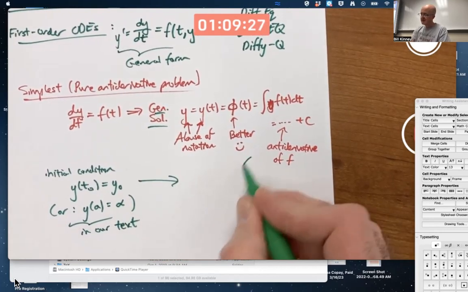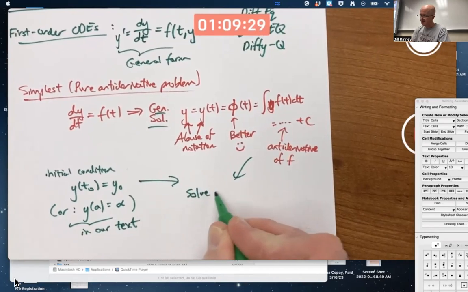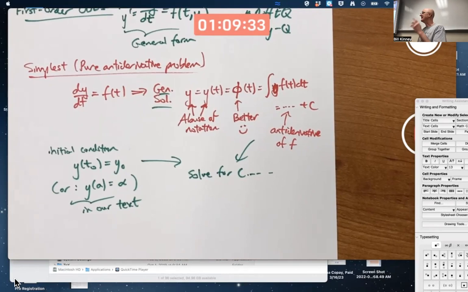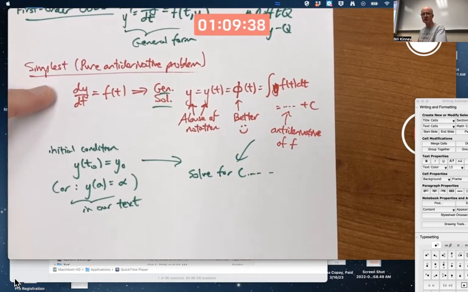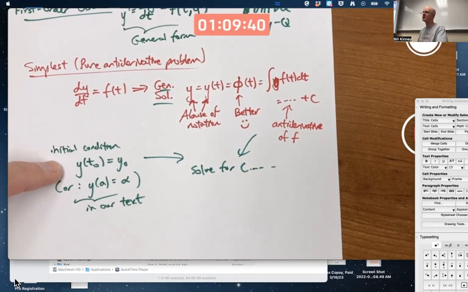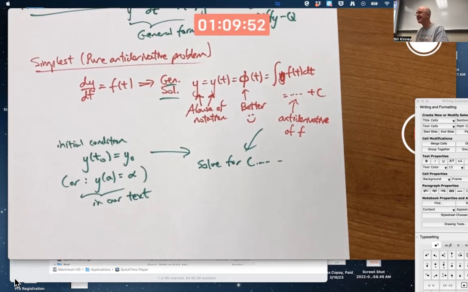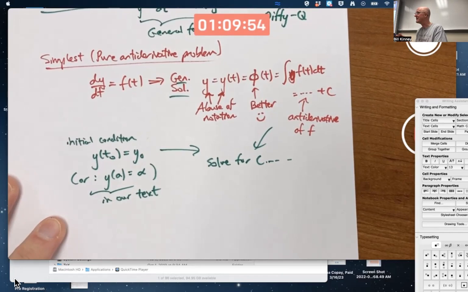Based on that, we can solve for c. And you've done that in calculus. And you get one value of c and one function that solves both the differential equation and satisfies the initial condition. We get a unique solution to what's called an initial value problem. Talking generalities here today, but I think this is still good.